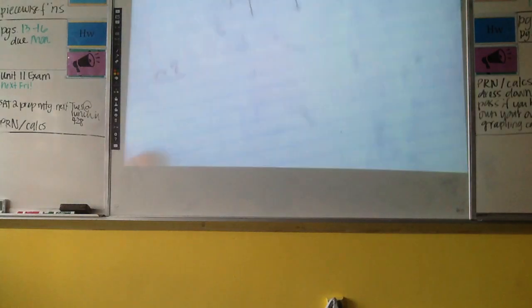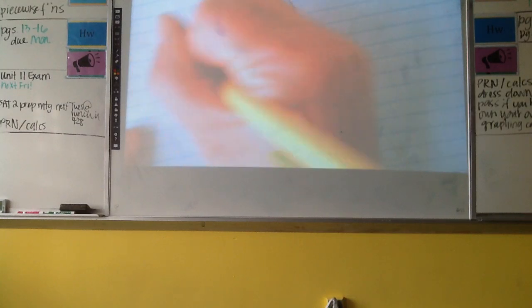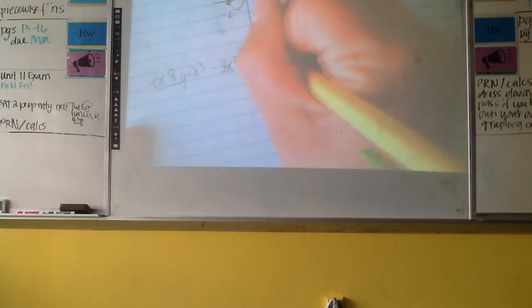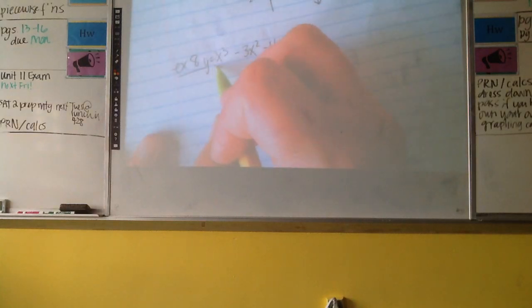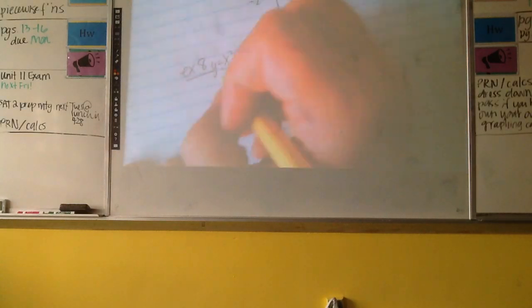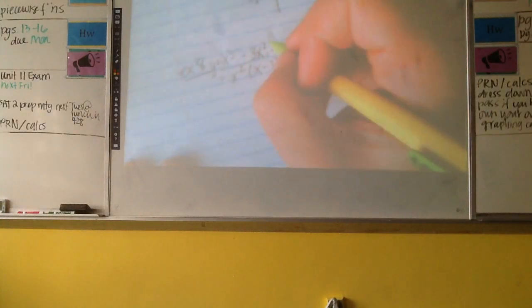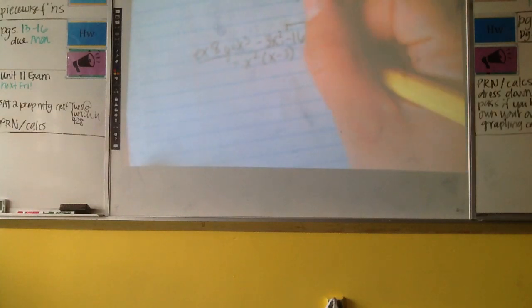Two more examples for today. What if you have x cubed minus 3x squared minus 16x plus 48? Don't be intimidated. You guys know how to factor by grouping. Look at these two terms. What do they have in common? X squared, so take that out. Look at these two terms. What do they have in common? 16, so take that out.